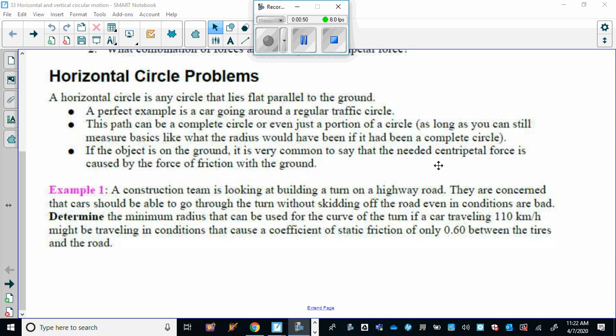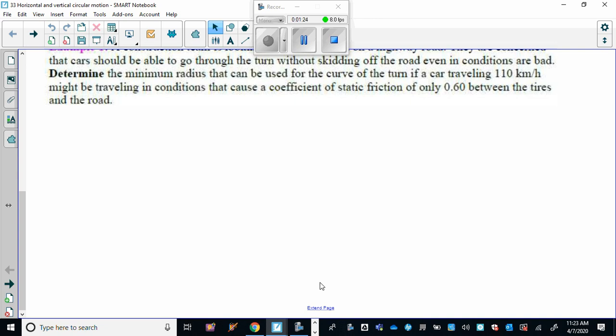Well, let's just look at this example here. It's a great example. A construction team is looking at building a turn on a highway road. They are concerned the car should be able to go through the turn without skidding off the road, even if conditions are bad. Determine the minimum radius that can be used for the curve of the turn if the car is traveling at 110 kilometers per hour, and might be traveling in conditions that cause a coefficient of static friction of only 0.6 between the tires and the road. It should probably be kinetic friction since you're moving, but we won't be picky about that.